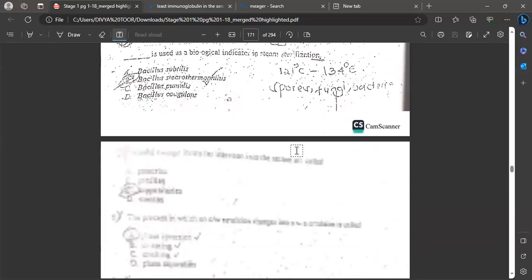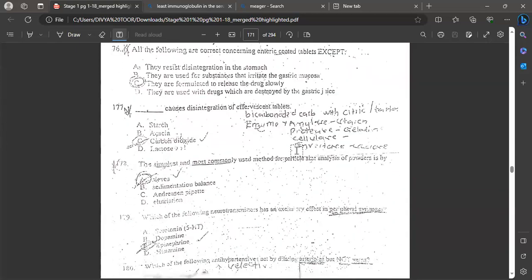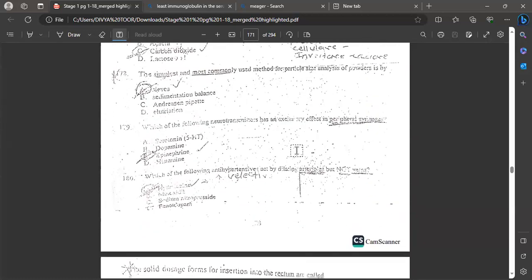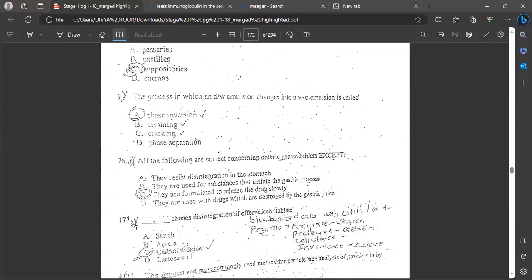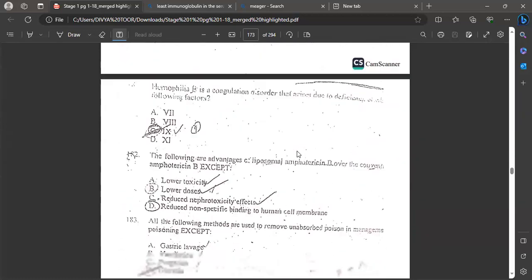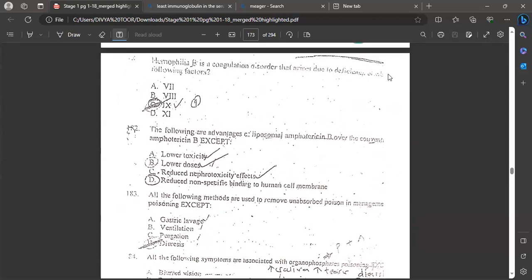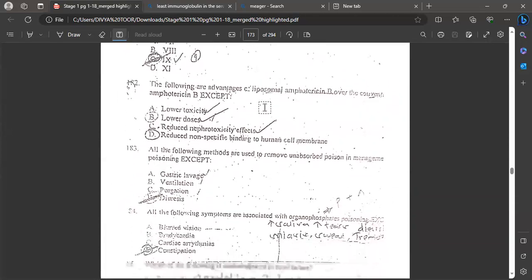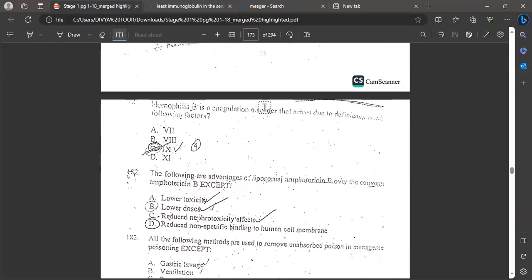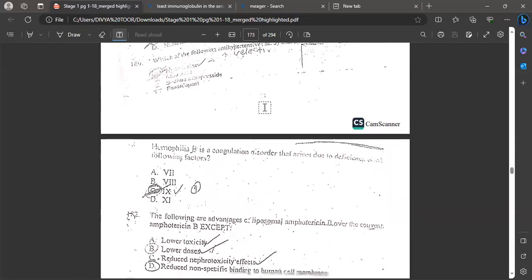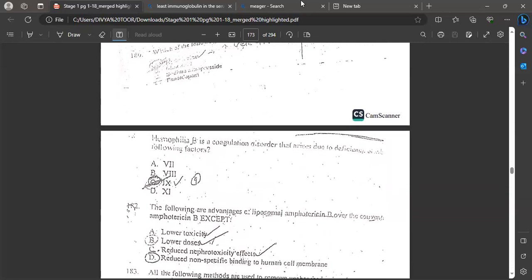Some of the questions are not clear. We know hemophilia A is factor 8 and hemophilia B is factor 9. Always remember, which one is Christmas? Christmas, is it A or B? Huh? Do I know that? No, I don't know that.